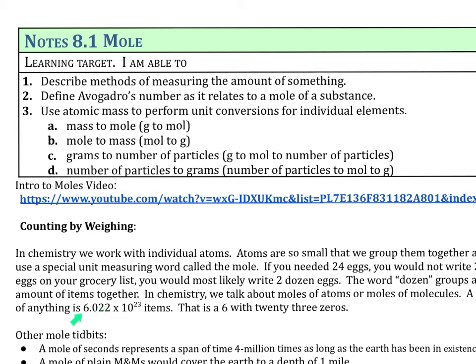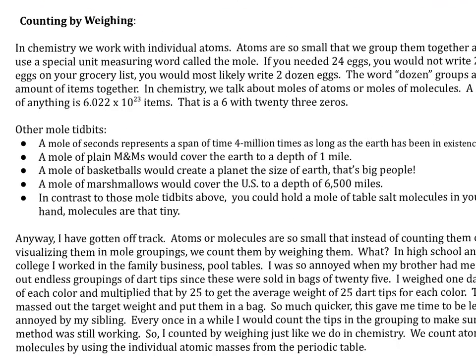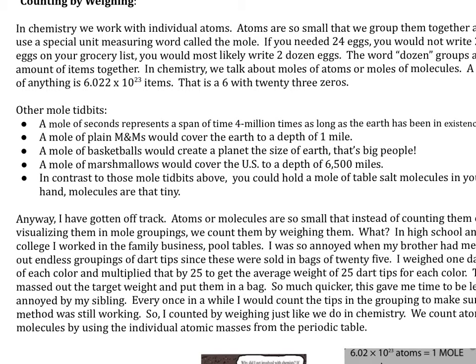So what is a mole? A mole is this number here, 6.022 E23, or times 10 to the 23rd, and is that many items. So it is a 6 essentially with 23 zeros after it. It is a ginormous number. If you were to have a mole of M&Ms, it would cover the earth to a depth of a mile and crush us all. If you were to have a mole of basketballs, it would make a planet about the size of Earth. So as you can see here, a mole is a ginormous number.